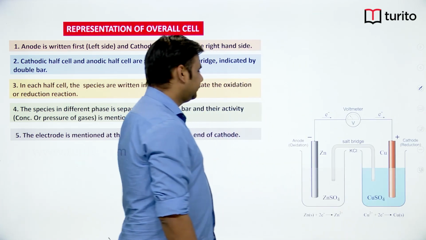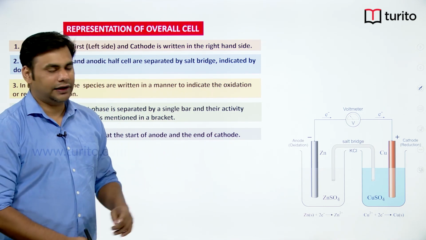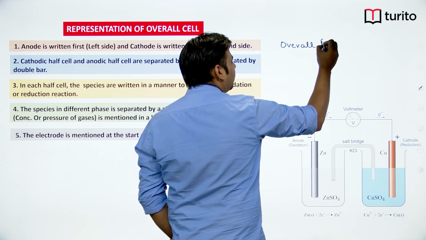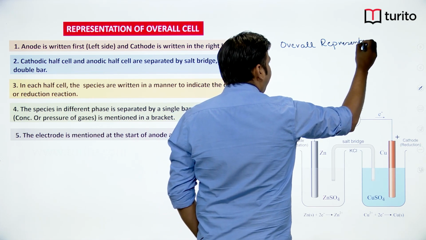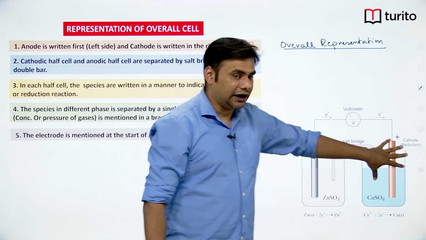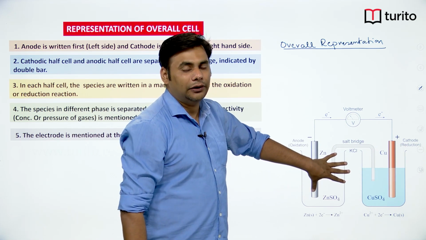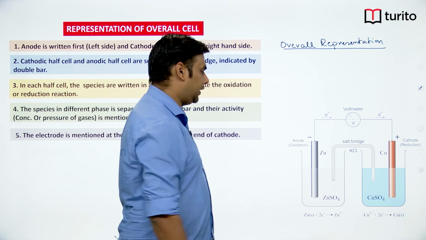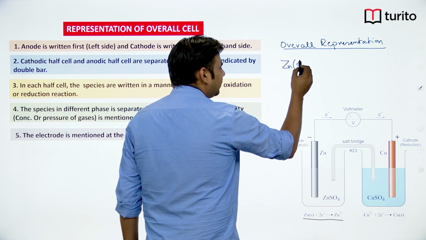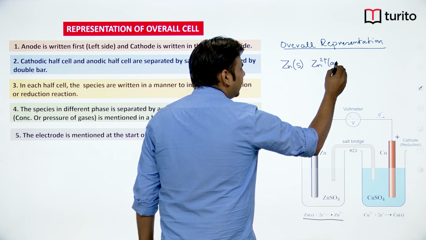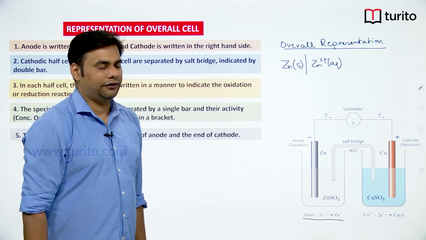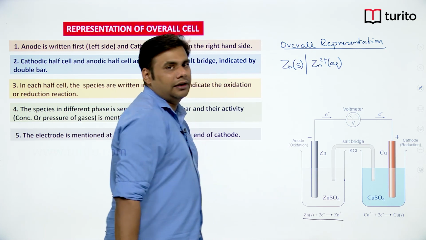So let me show you an example. Suppose this was our Daniell cell which we have already done. Now we want to write the overall representation of this. Here we know that this is the anodic portion and this is the cathodic portion. So first we have to write the anode, and in the anode we will write species in such a way that they represent the oxidation reaction. We know that in the anode zinc is getting oxidized, so we will write zinc, in solid phase, and zinc 2 plus, in aqueous phase. Whenever their phases are different, they will be separated by a single bar indicating that they are in different phases.